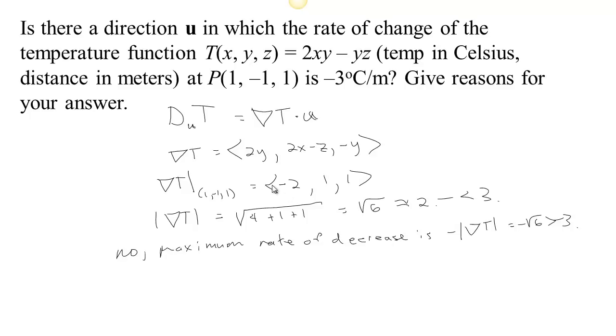So the length of the gradient measures the maximum possible rate of change, right? And so the maximum possible rate of increase is root 6. If you go in the opposite direction, you just get the opposite value, -root 6. We can't go down any faster than that, and so we won't be able to do it.